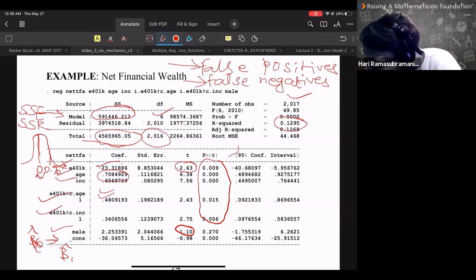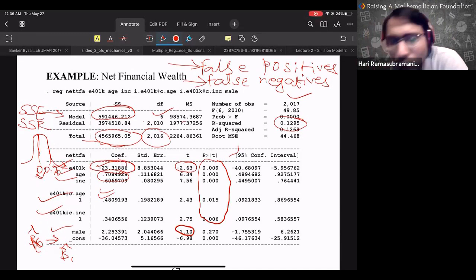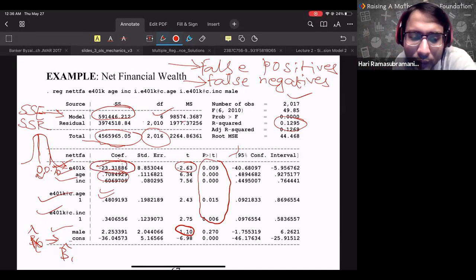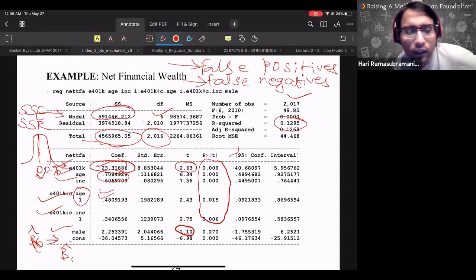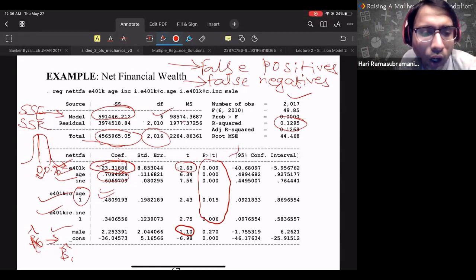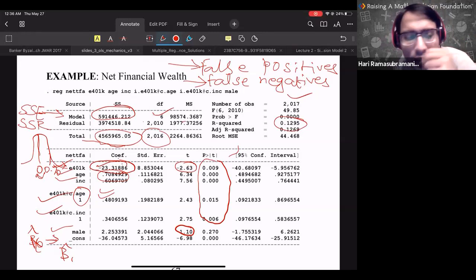So note that this is an uninteresting value now. Why is it an uninteresting value? Because minus 23 will be the effect on net financial wealth when the age of the person is 0. Are you understanding? Minus 23 is the effect of E401k on net financial wealth when the age is 0. And age being 0 is uninteresting. That's why this number, minus 23, doesn't make any sense.